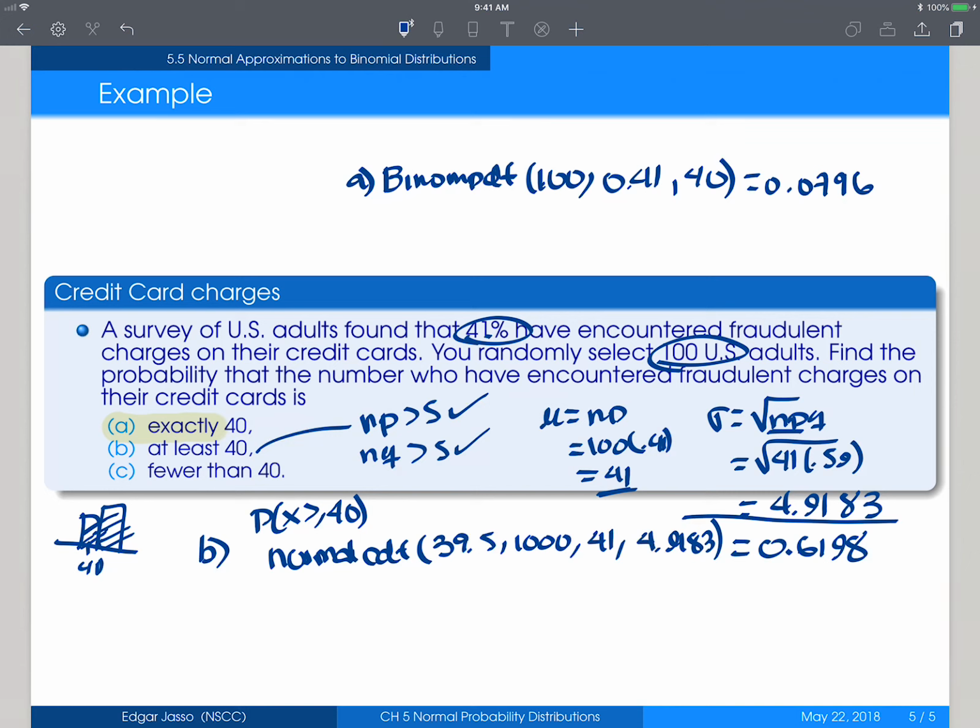And part C, fewer than 40, well, that's going to be on the other side, right? At least 40 was 40 or more. Fewer than 40 would be less than 40, so you can just do 1 minus what I just found. So 1 minus 0.6198 is 0.3802.